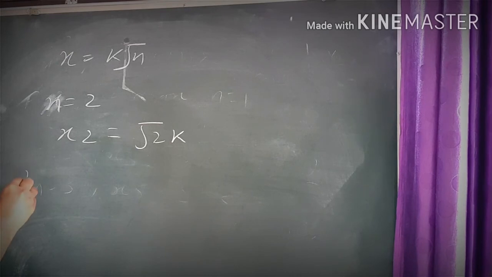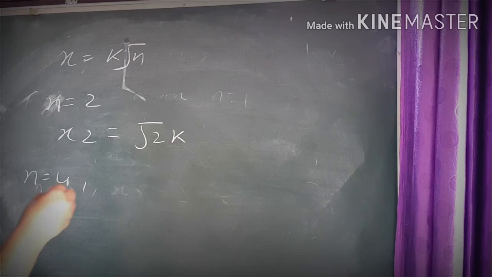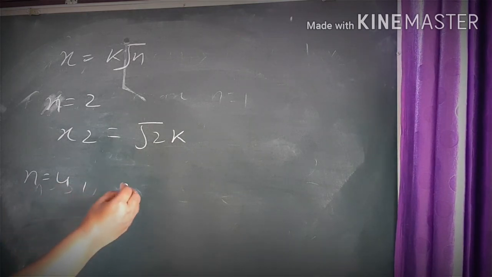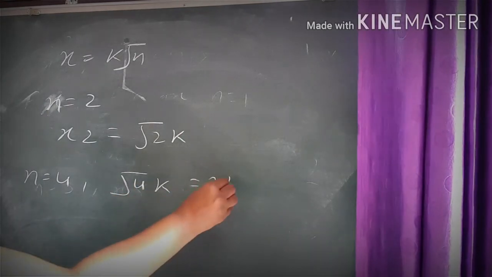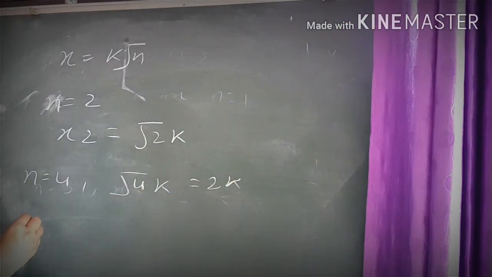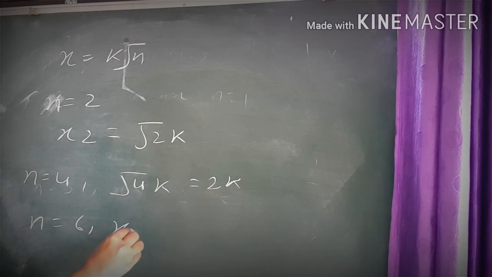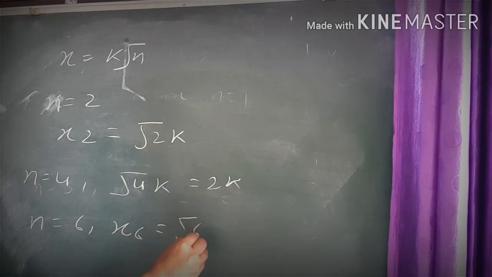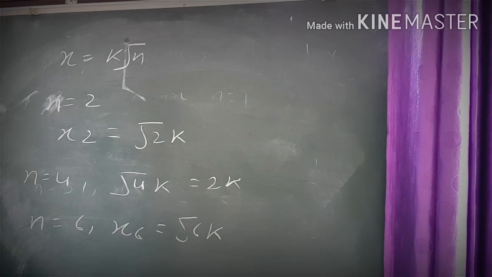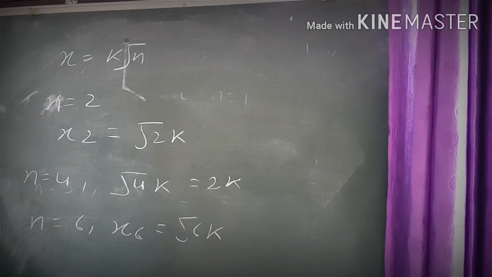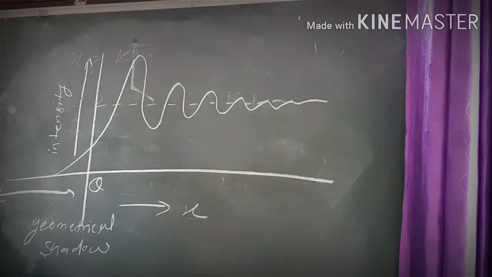For the second minima, n is equal to 4, which is square root of 4 k, means 2 k. The next minima is for n is equal to 6: x6 is equal to square root of 6 k. The distance between consecutive minima also goes on decreasing.